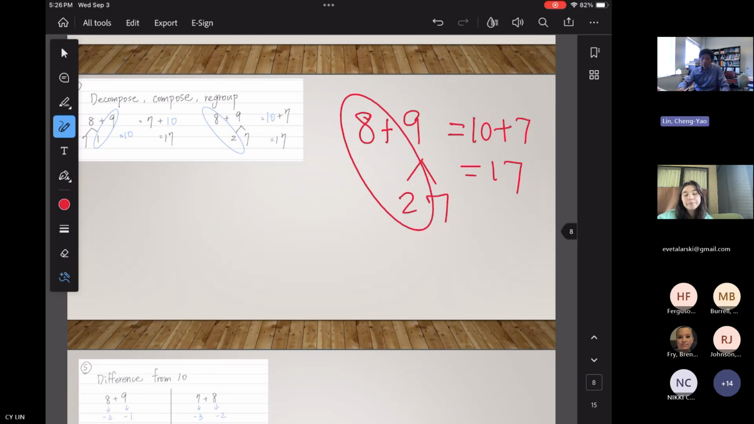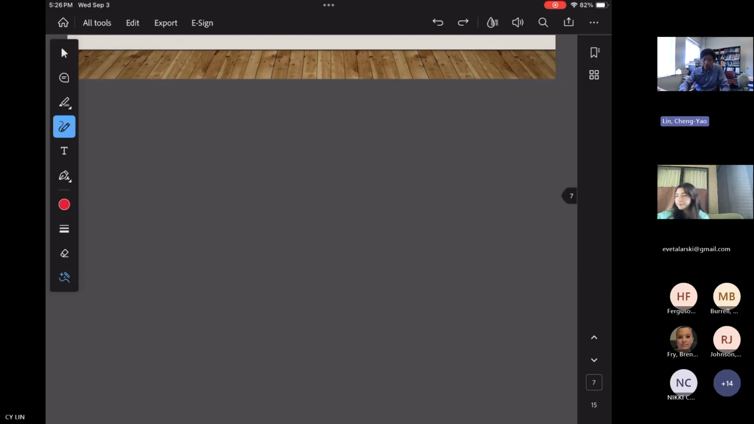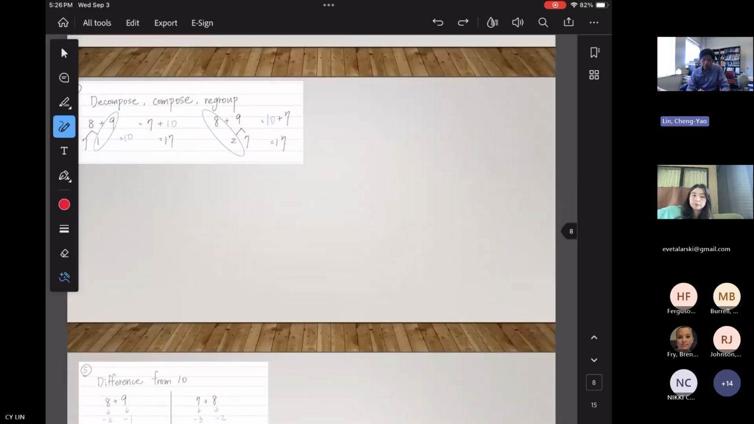Yes. All right. So I want to give you an example. You want to do it, okay? Decompose. Kind of practice with this. 7 plus 8. Okay, 7 plus 8. Go ahead, do it.